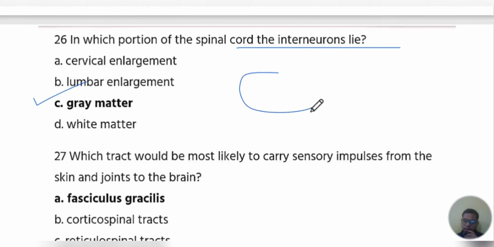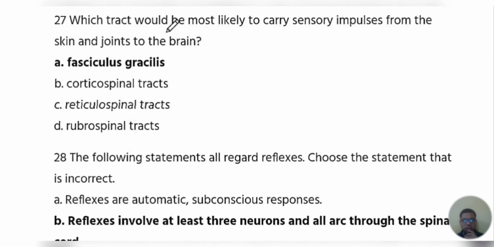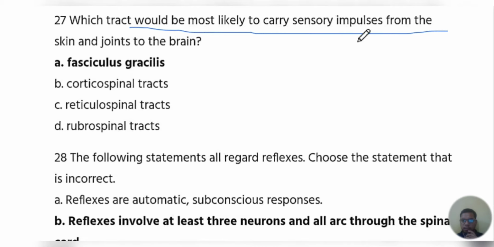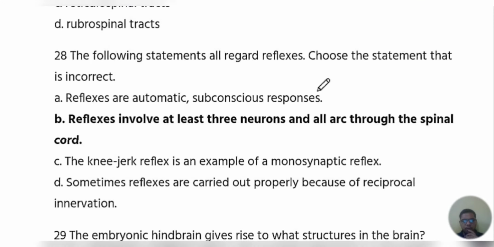Next is question number 27. Which tract would be most likely to carry sensory impulses from the skin and joints to the brain? The answer is A, fasciculus gracilis. Okay. Next is question number 28.